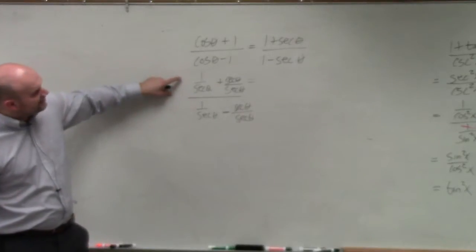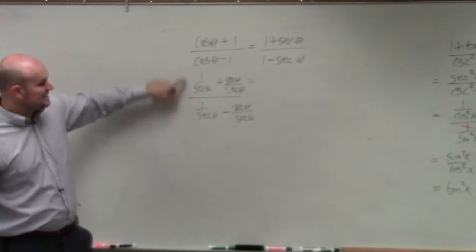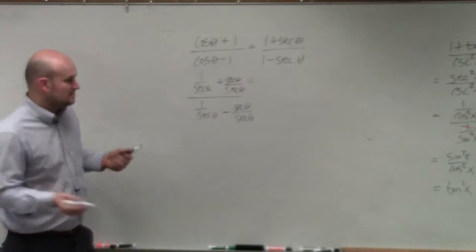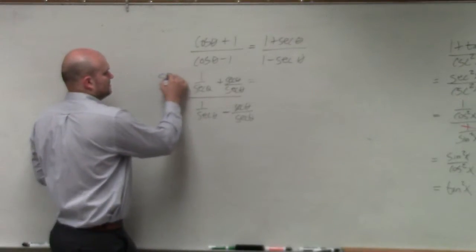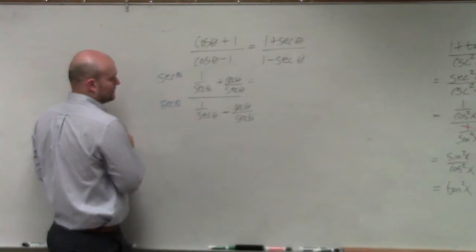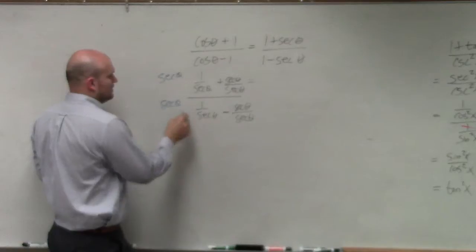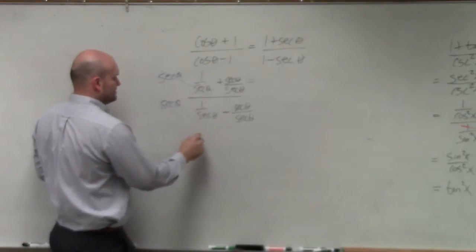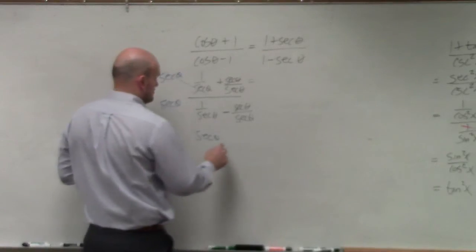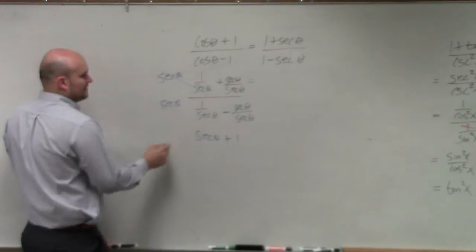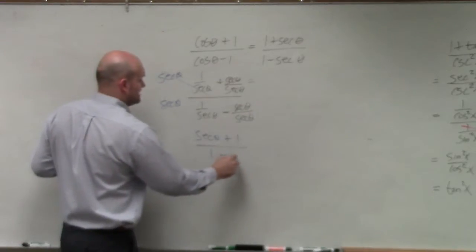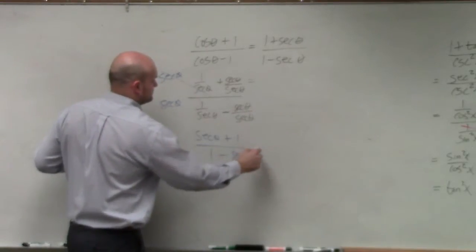Now, if I want to get rid of my fractions, I want to get rid of secants, I would need to multiply everything by secants. So therefore, those divide out. So I'm left with secant of theta plus 1. And then over here, I'd be left with all over 1 minus secant of theta.